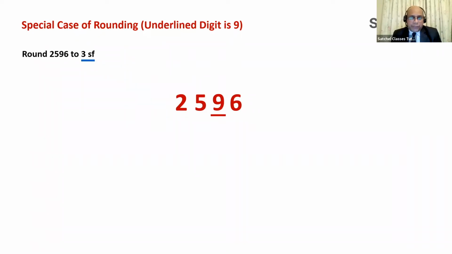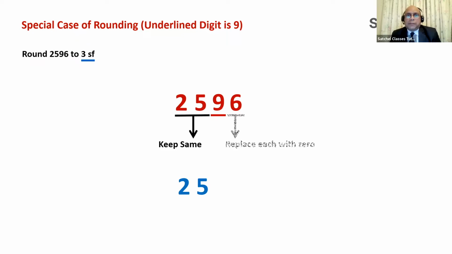The digits before 9, because this is not a decimal number, will be written as it is. So 2 and 5 will be written as it is. The digit after 9, in this case 6, will be replaced by a 0 because this is an integer number. It's not a decimal number. So the 6 will be replaced by a 0. Well, what happens to 9 then?